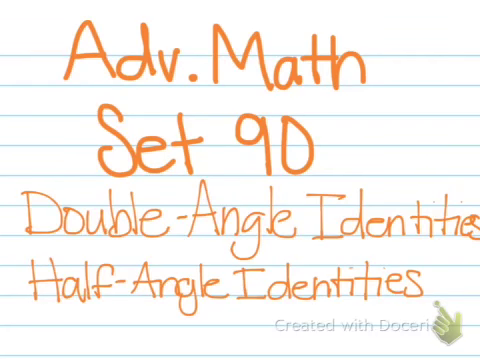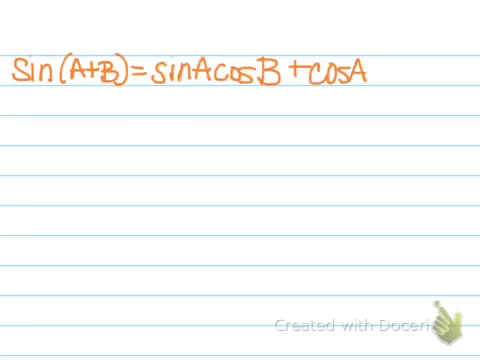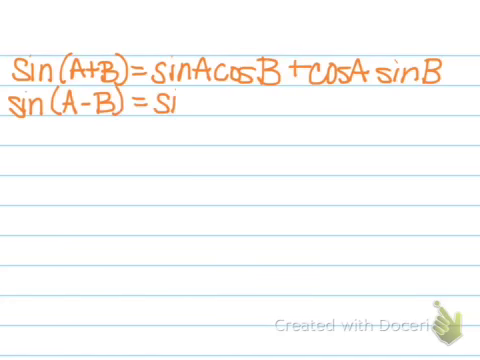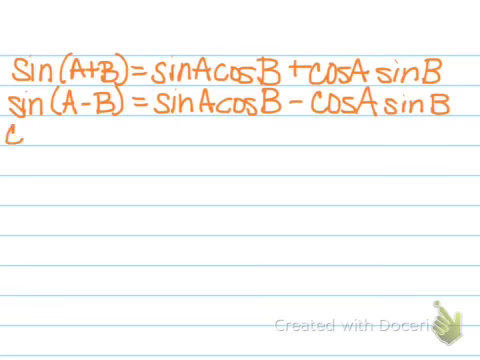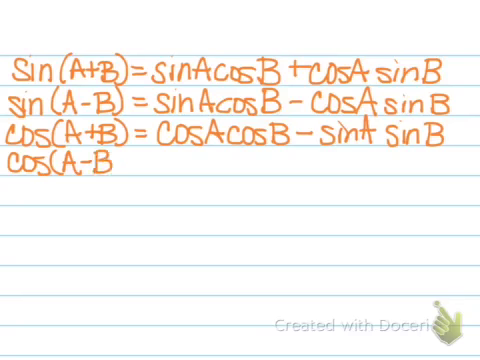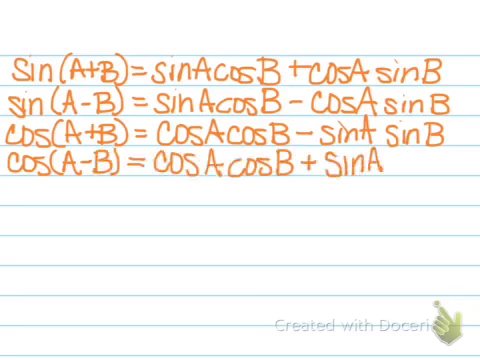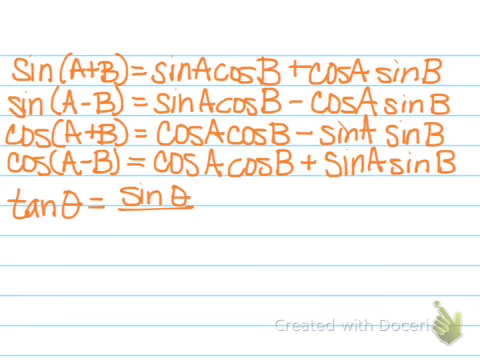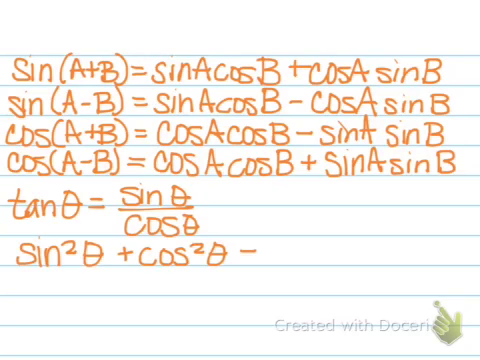This is Advanced Math, Set 90, Double Angle Identities and Half Angle Identities. So this lesson is really just like the lesson we had the other day, where you're playing around with the trig functions and trying to find some new identities just by manipulation of the trig functions that you already have.